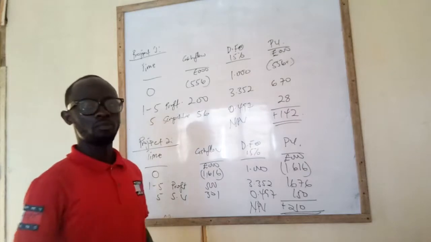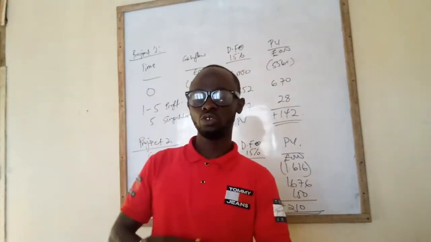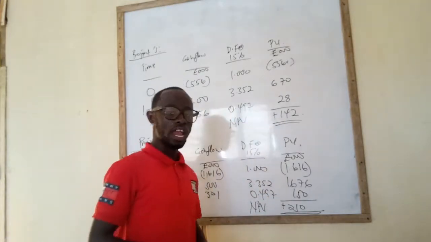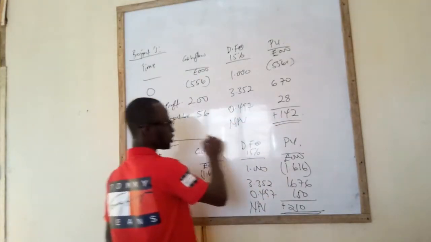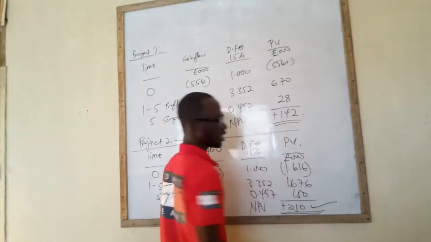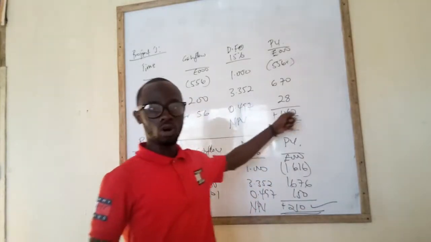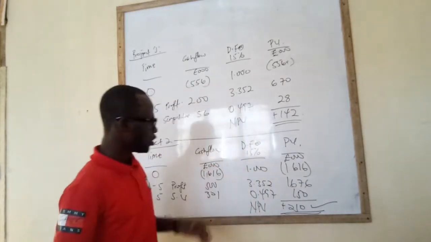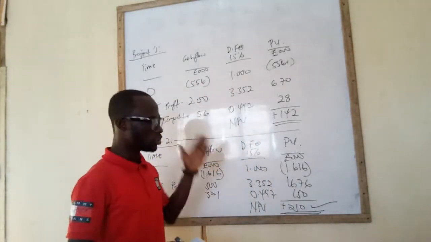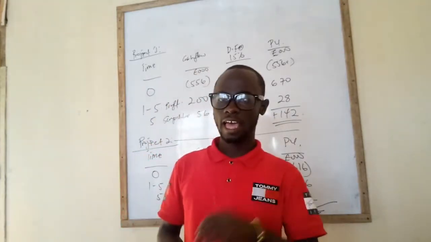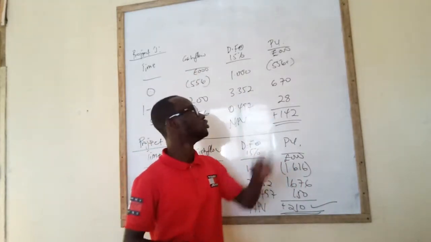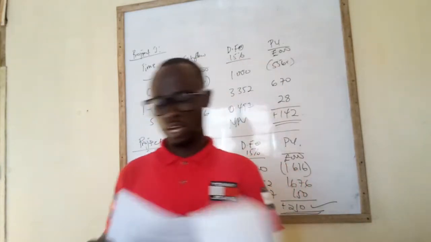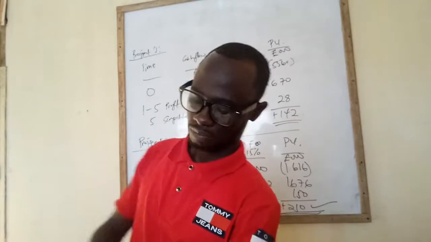Now, using present values, which of these two projects should a company accept? They are both positive, but you realize that Project 2 has what? The highest positive, 210, as compared to Project 1, 142. So what do we say? We say that a company should accept Project 2. Why? Because Project 2 has a higher net present value as compared to Project 1. So this is how the NPV can be used in relation to this question.